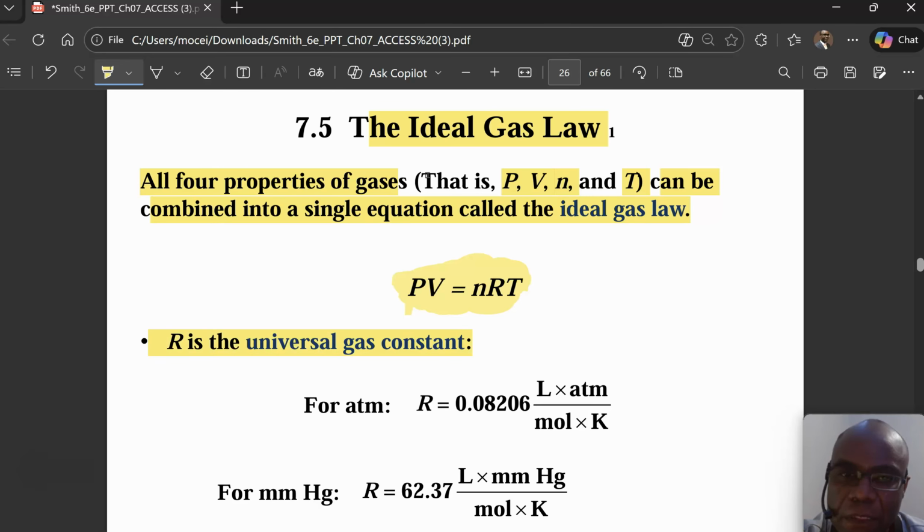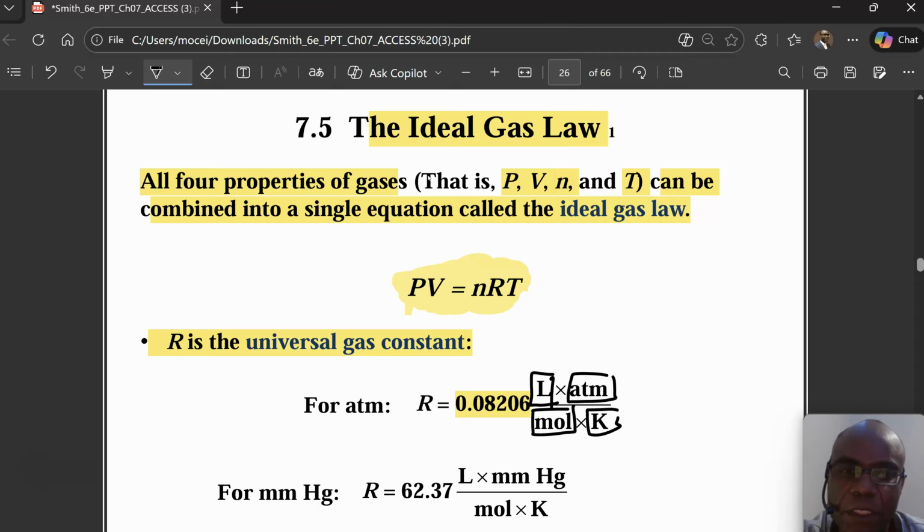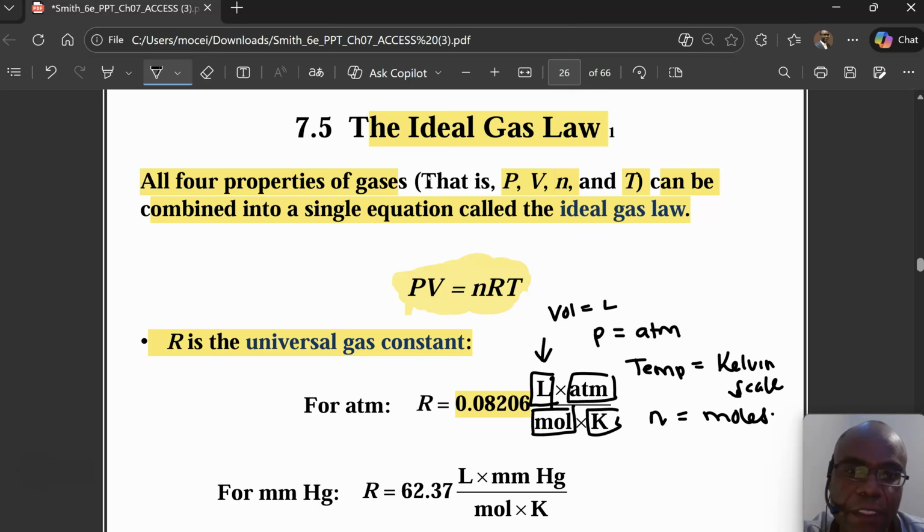R is the universal constant. Usually the number for R is 0.08206 with SI units of liter atmospheres per mole per Kelvin, which is why our volume must always be in liters, our pressure must always be in atm, our temperature should not be in degrees Celsius but should be in Kelvin scale. And then of course the amount of gas, we're talking about gases, should be in moles. So the SI units of the R constant dictate the SI units of our parameters.